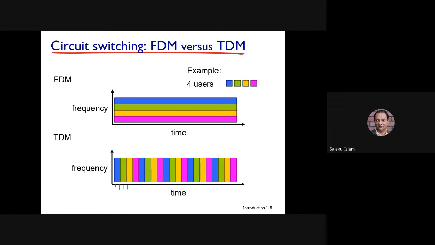You want to support multiple users at the same time. So how will you support them? Either you can divide the whole frequency, or you can divide the time slots.